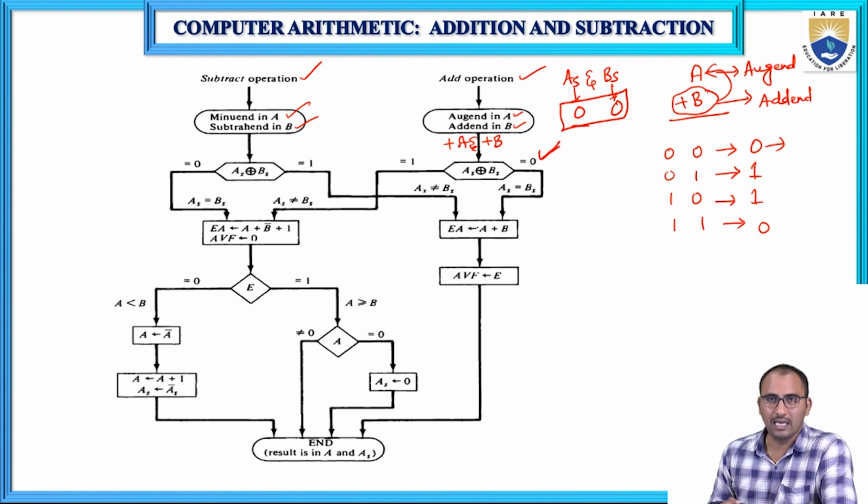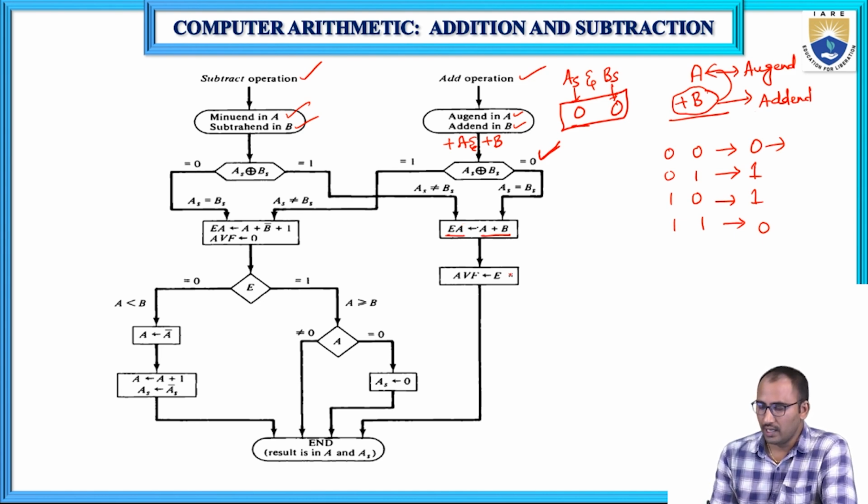So if the signs are same, what are we doing? We are adding their magnitudes. So that's why A plus B. What is A? Magnitude of A. What is B? Magnitude of B. So their magnitudes we are adding, and the result will be stored in the EA, extended accumulator.